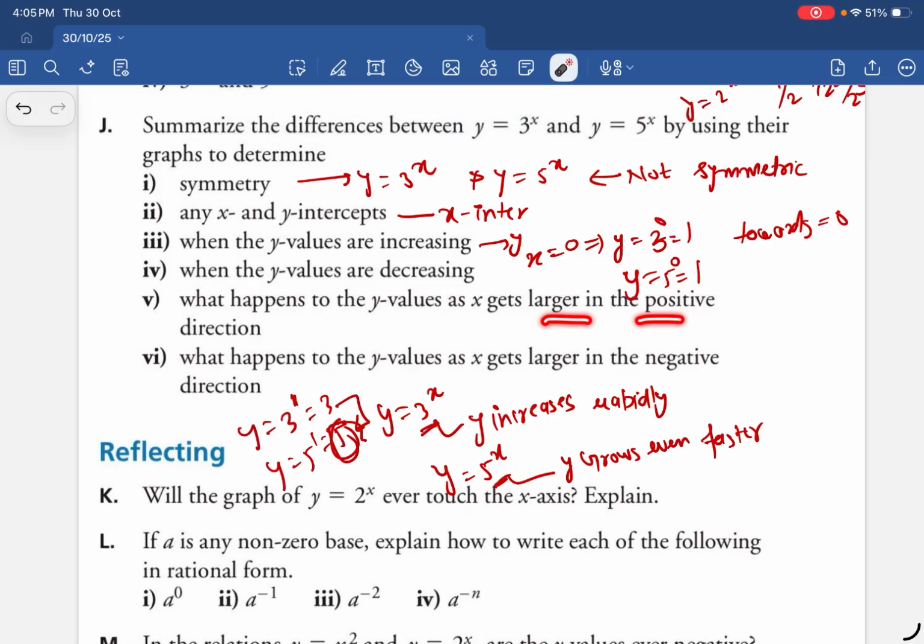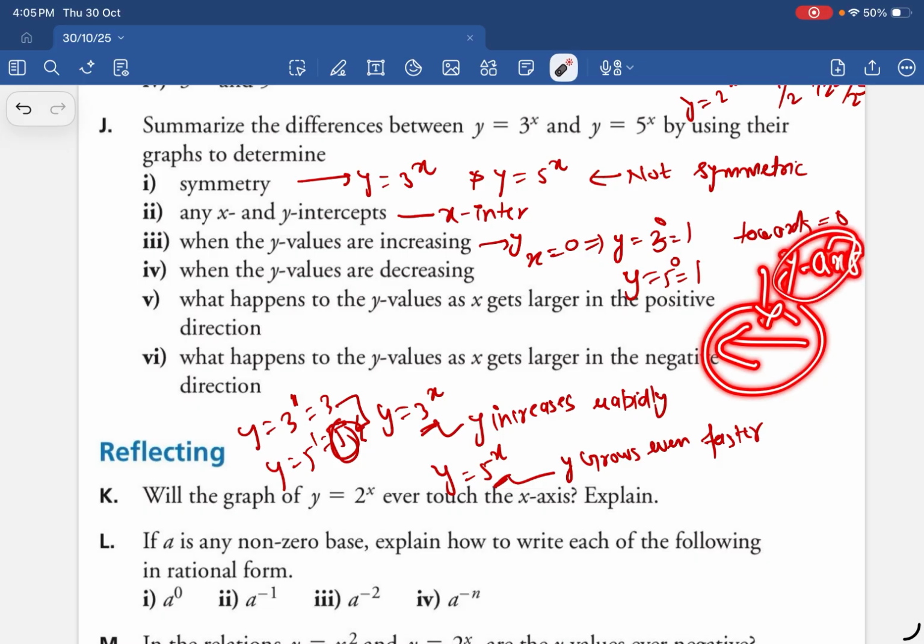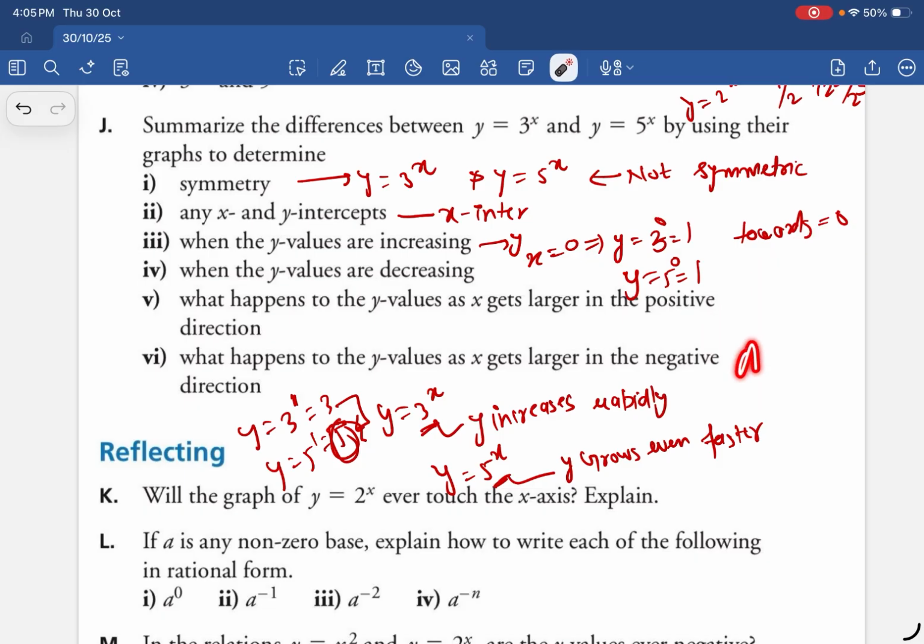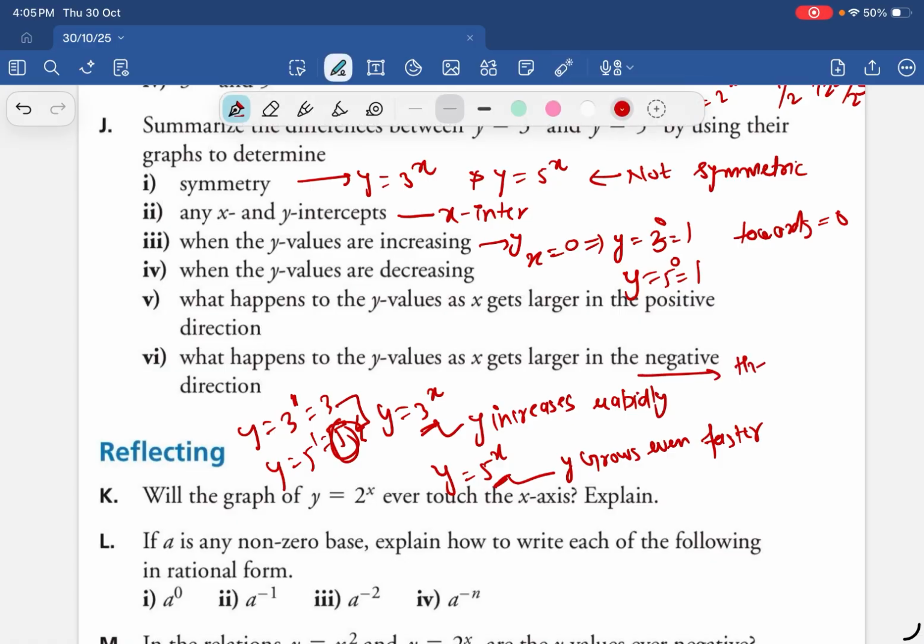And what happens to the y values as x gets larger in the negative direction? Now if we move towards negative x, and they are asking about the effect on the y values, they both approach 0. Okay, they approach 0 but never become 0. So your answer for this part is they both approach 0. Okay, now we do part k.